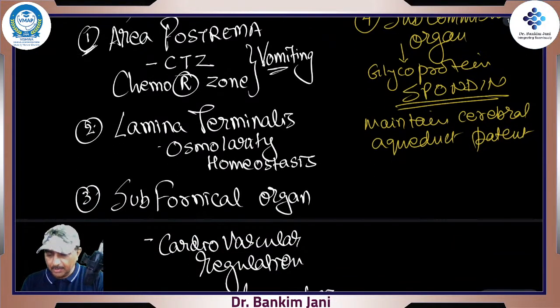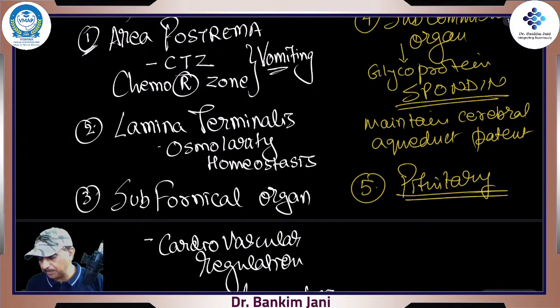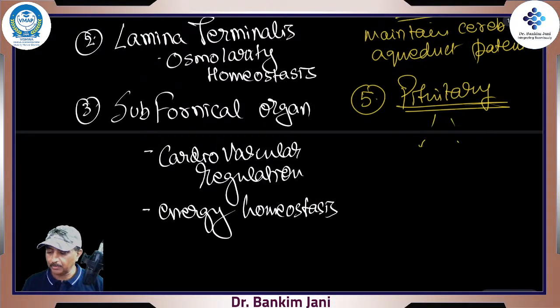So this is the next one. We don't have to talk much about it. It is the pituitary. But to be specific, in the pituitary there are two parts, anterior and posterior. We are right now not talking about the adenohypophysis, which was the anterior one. We are talking about the posterior pituitary, or the neurohypophysis.